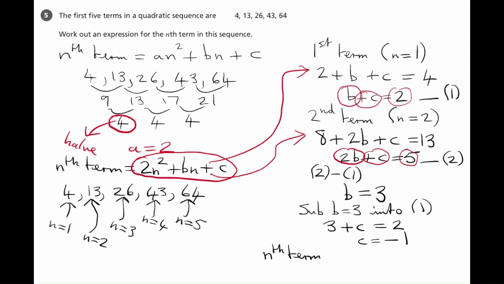and the answer will be 2n squared, and then we have plus bn, b is 3, so it's plus 3n, and then we have plus c, c is minus 1, so that just gives us minus 1. And there we have the nth term of this sequence.